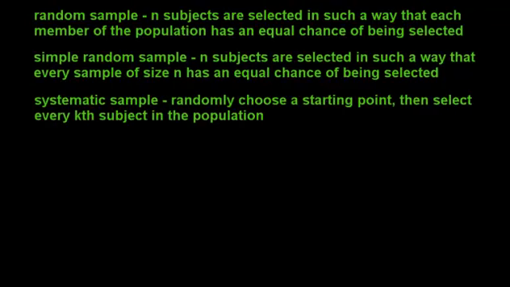Systematic sample. We'll randomly choose a starting point, so there's that randomness that's part of the process, and then we select every kth subject in the population. So that number k has to be determined. So let's look at an example of that.